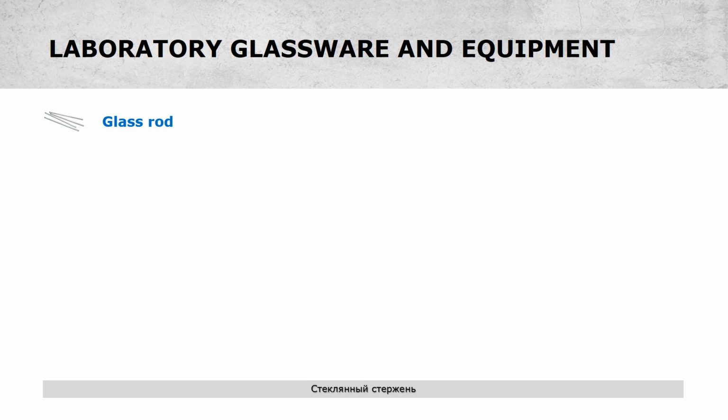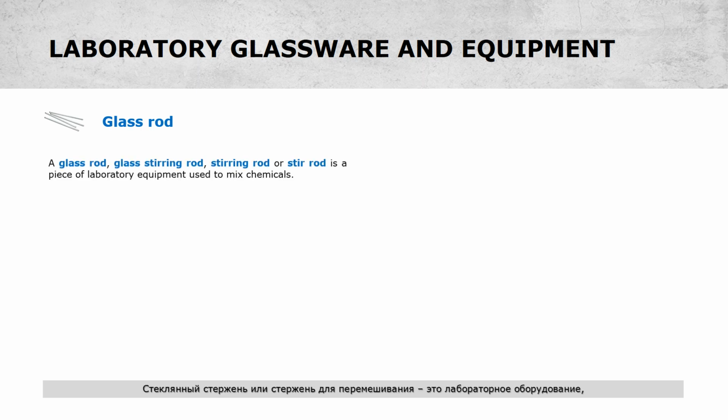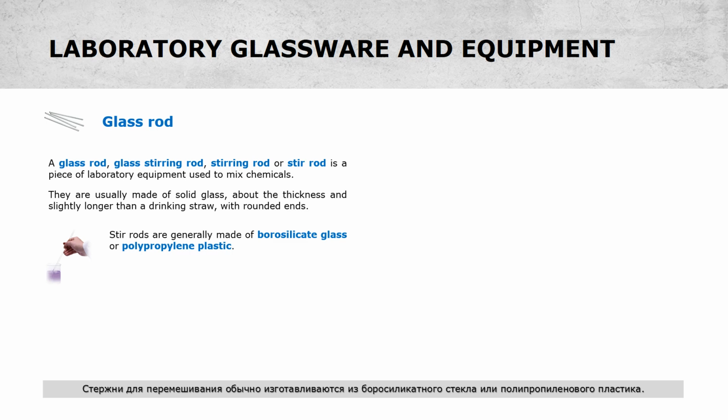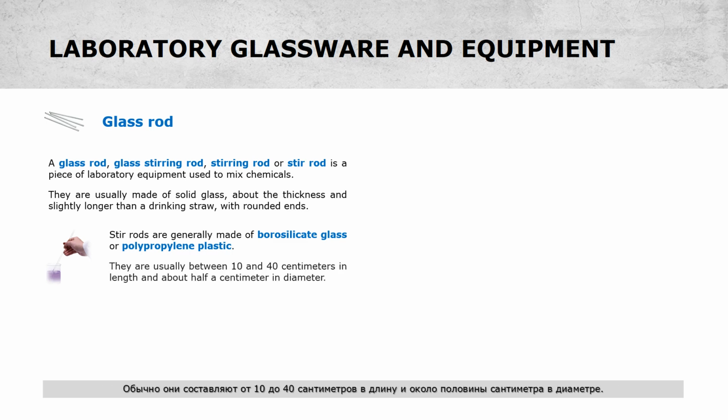Glass rod. A glass rod, glass stirring rod or stir rod is a piece of laboratory equipment used to mix chemicals. They are usually made of solid glass, about the thickness and slightly longer than a drinking straw, with rounded ends. Stir rods are generally made of borosilicate glass or polypropylene plastic. They are usually between 10 and 40 cm in length and about half a centimeter in diameter.